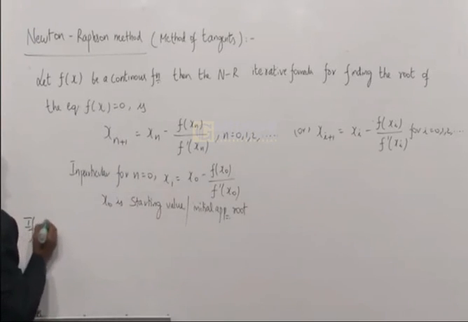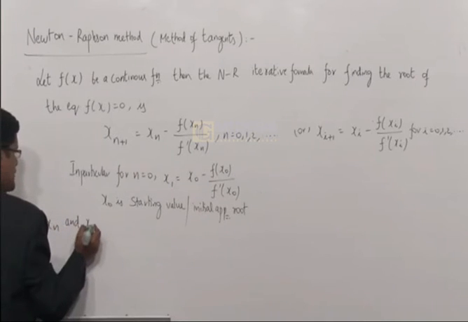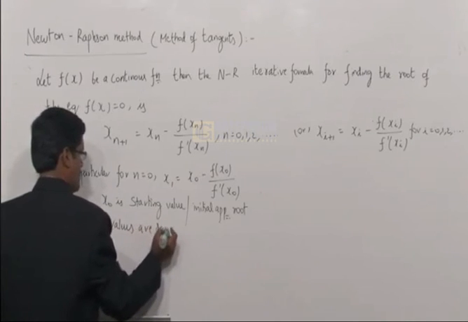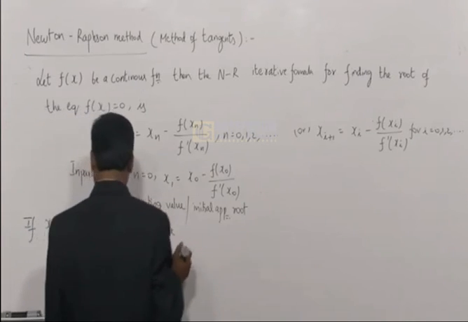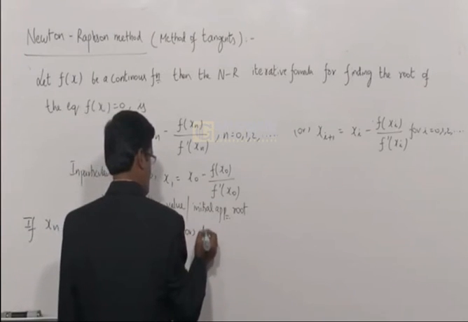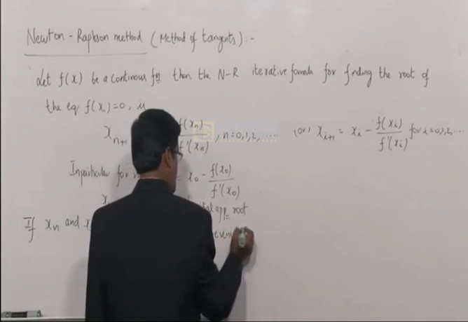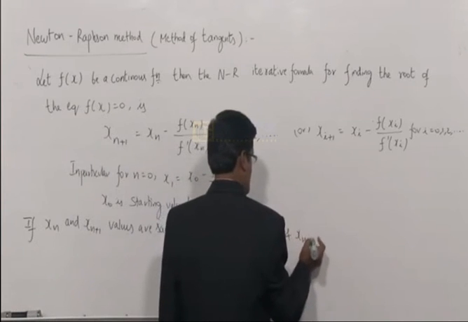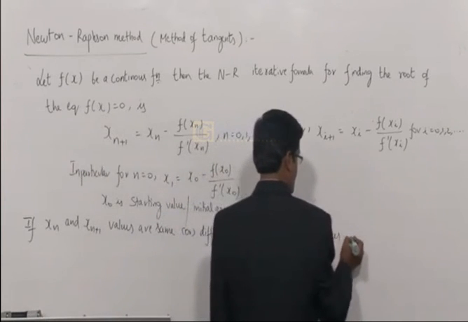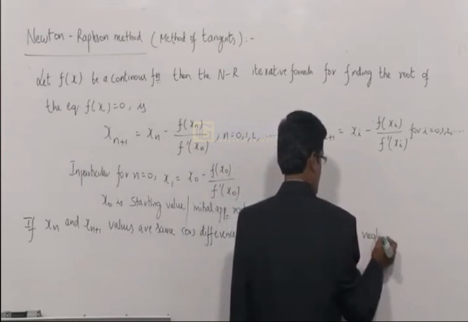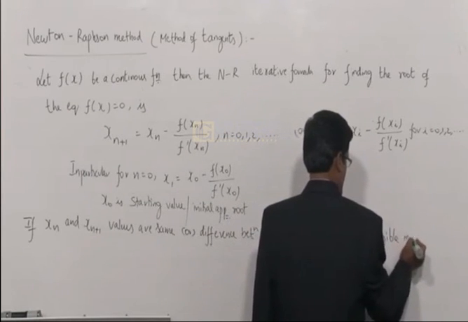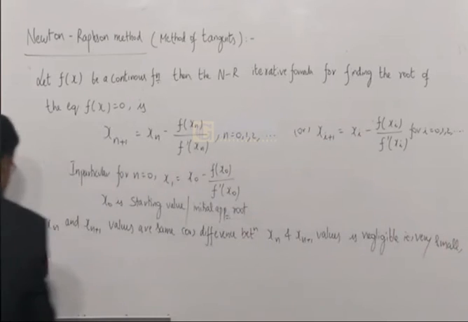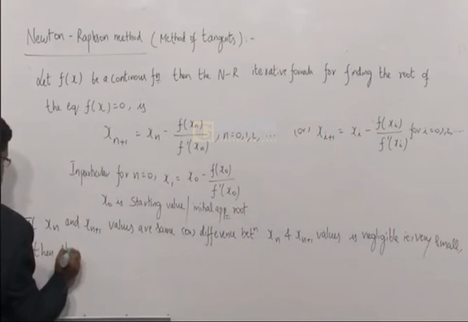If the x_n and x_{n+1} values are the same, or the difference between x_n and x_{n+1} values is negligible, that is very small, then stop the process.